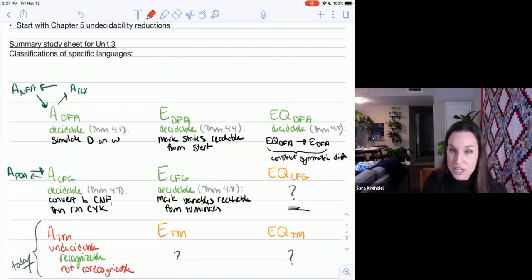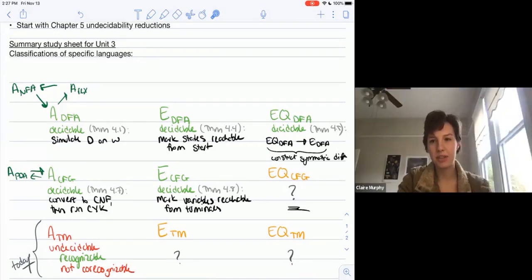So think about what your summary of these three results is going to be as we talk through them. And then at the end of class, you can go ahead and update that. And then next week, we will start to classify the remaining three languages, as well as some additional examples that reinforce those techniques.